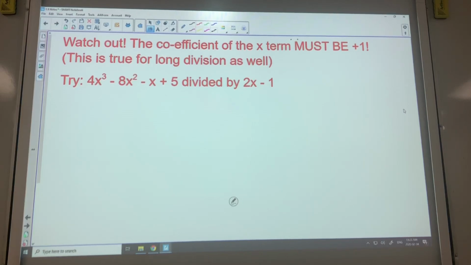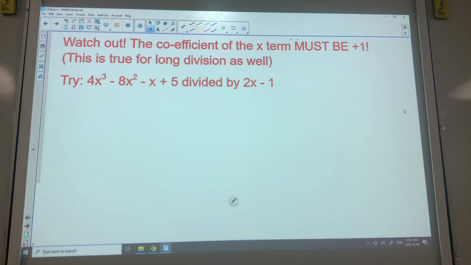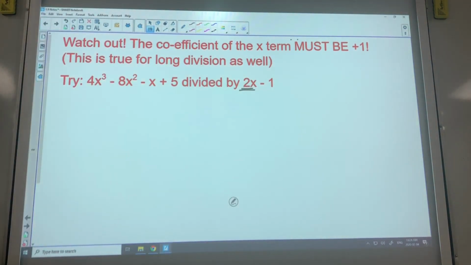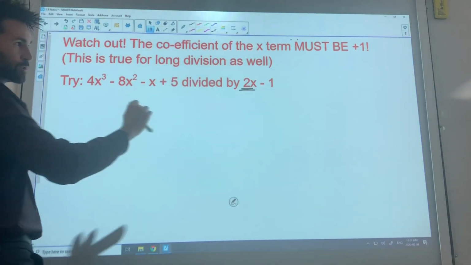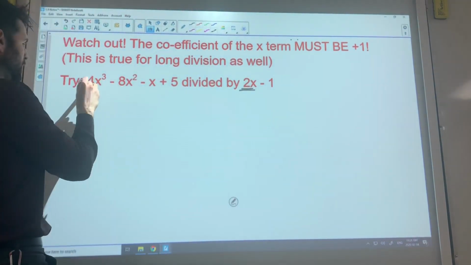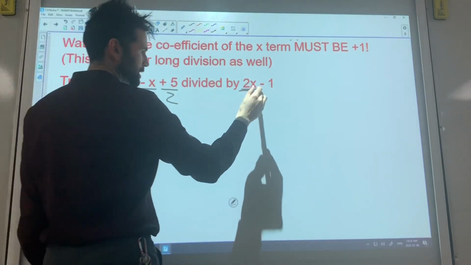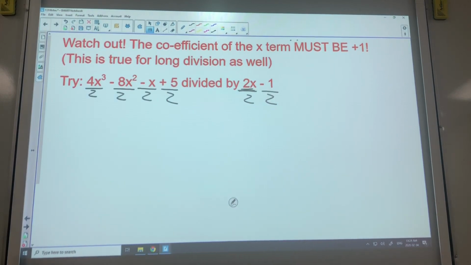Okay, so we left off here yesterday, and I just wanted to mention briefly what your strategy would be for this question. There are two possibilities. If this coefficient here is not positive 1, you need to divide every single term by 2, or whatever this value is. So you have to go through and divide every term by 2, including this one and that one. Okay? Then you could do synthetic division.